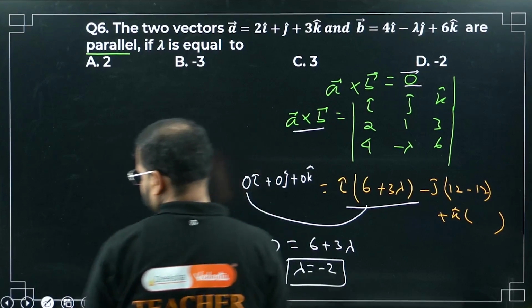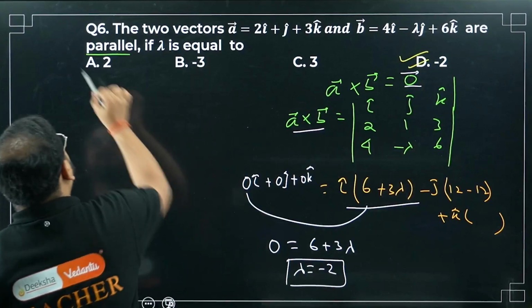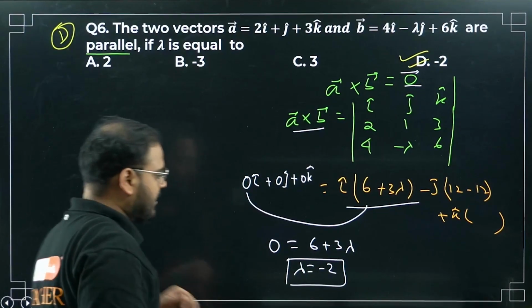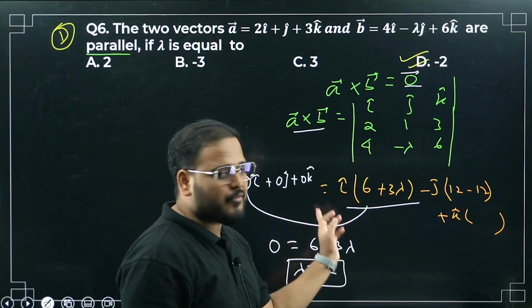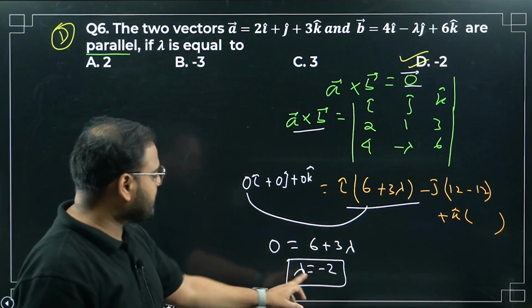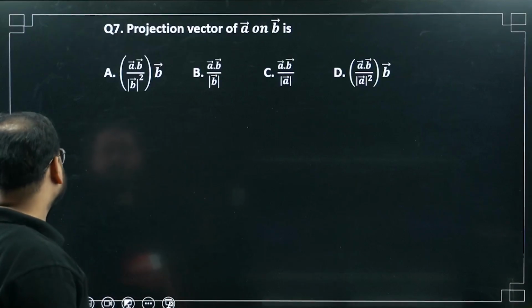Answer is what? So just by looking at the coefficient of I cap, I can write the answer to be lambda equals minus 2. Please check. Simple problem. Don't have to do everything. Just compare the coefficient of the I cap, and get the answer to be lambda equals minus 2. A simple problem. Let's move on to question number 7, sir.